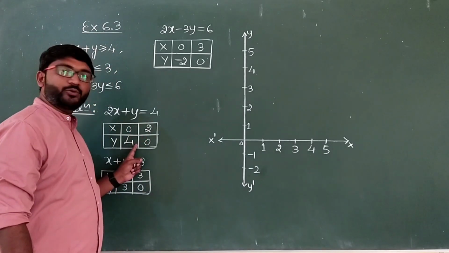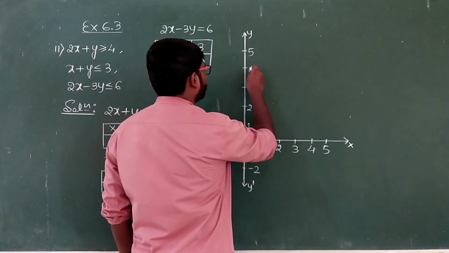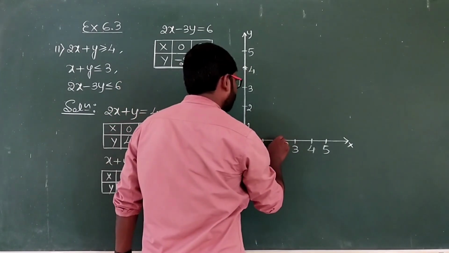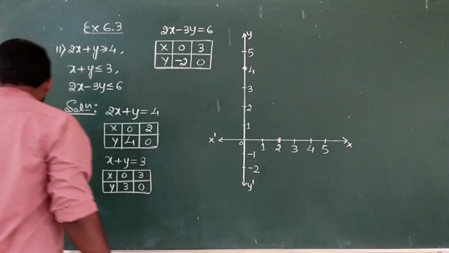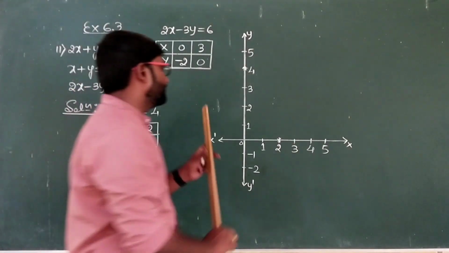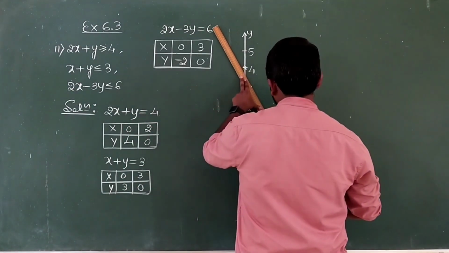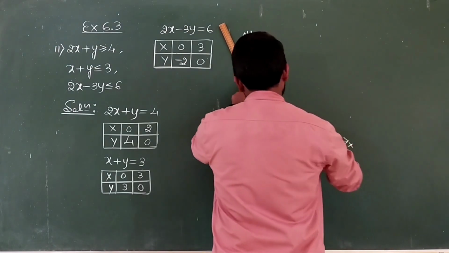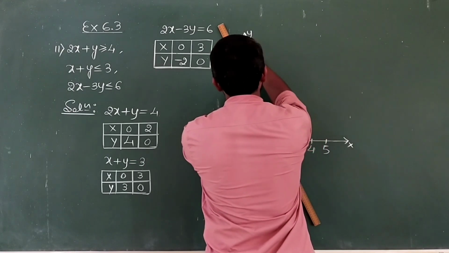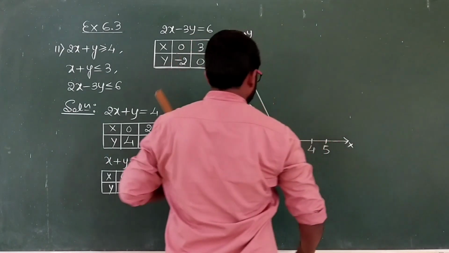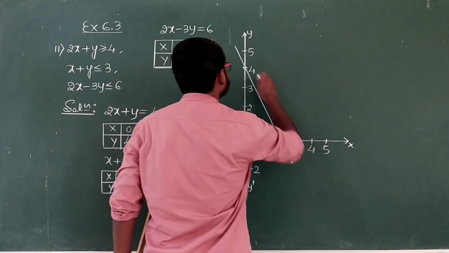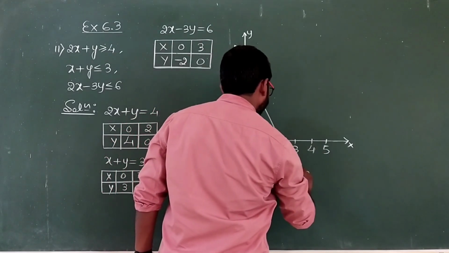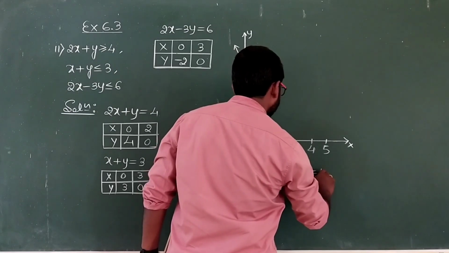So it is 0, 4, x is 0, y is 4, it is this point. Then y is 0, x is 2, it is this point. And all the inequalities are slack inequalities. We have to join these with the thick line or the dark line. On both sides we need to put the arrow mark, and the equation is 2x plus y equals 4.